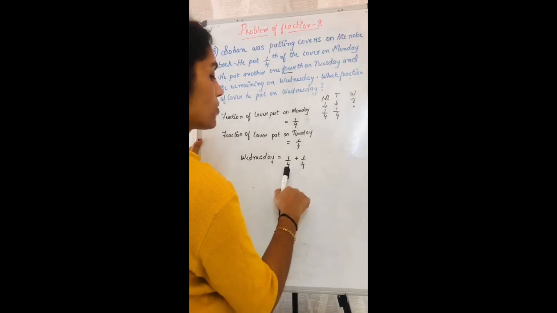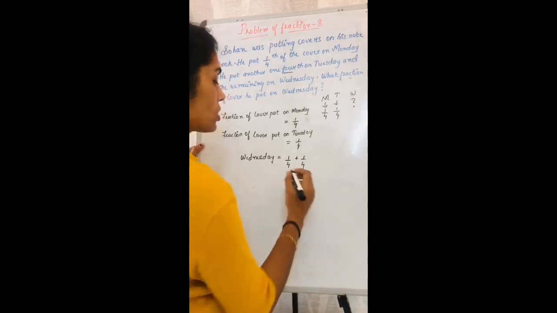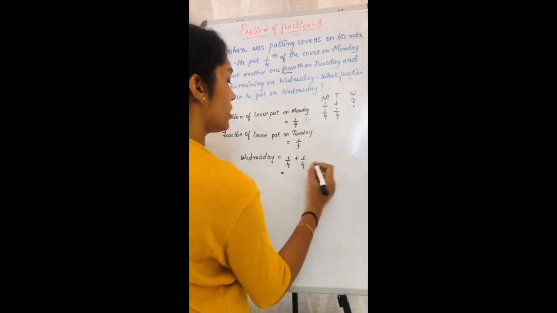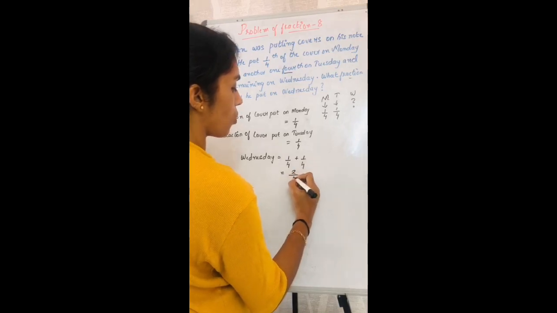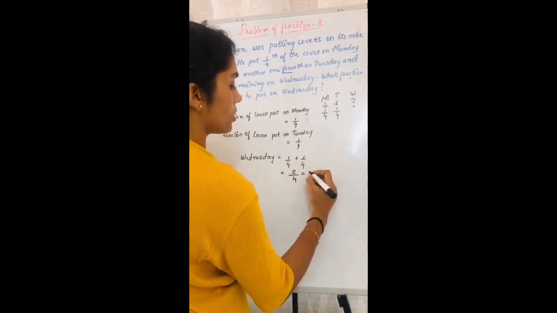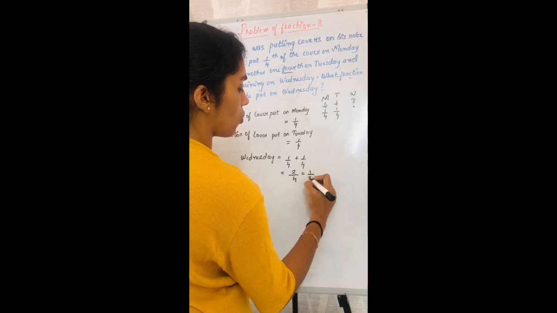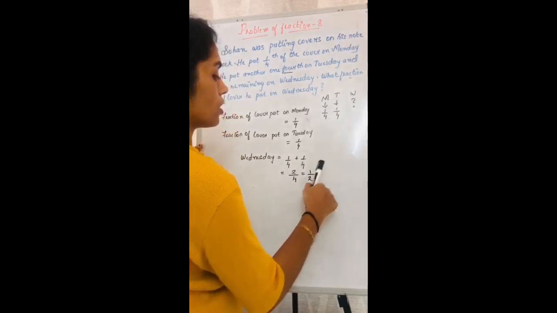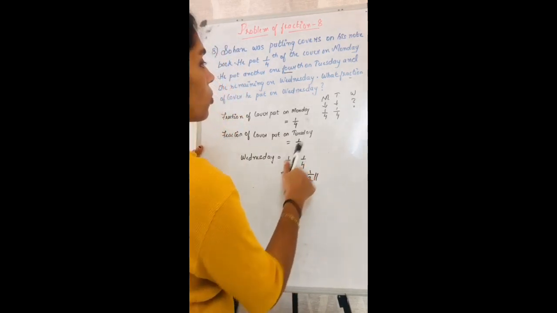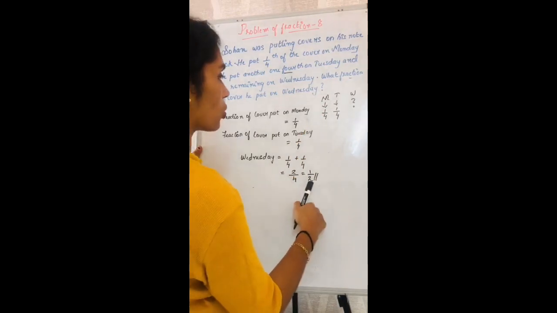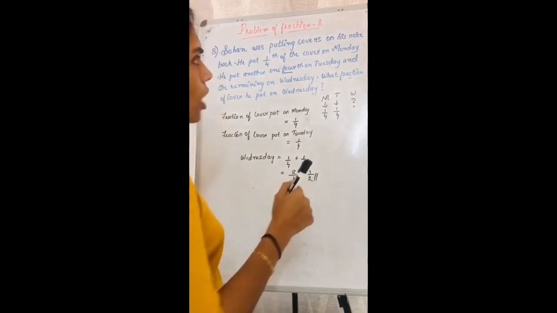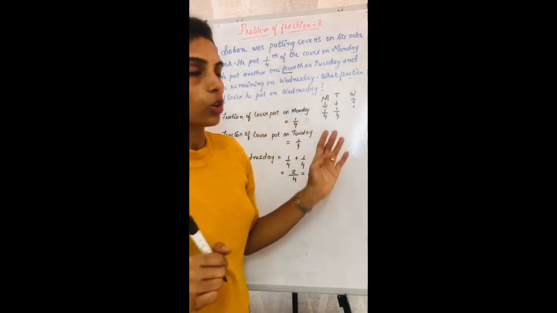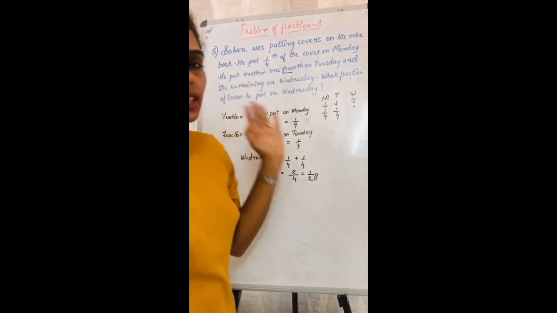When you add this, when the denominator is the same, you just have to add the numerator, that is 2 by 4. Again, it is so simple. You get 1 by 2 as the total, right? Now you have to find Wednesday. So what do you have to do? Here it's not mentioned as the total. If you search for the total, did you get anything?